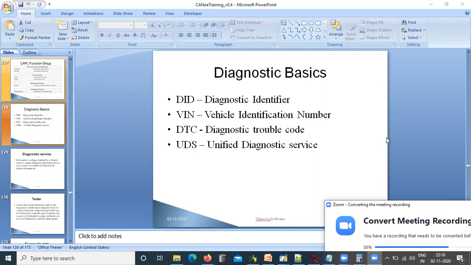UDS stands for Unified Diagnostic Services protocol. It is an International Standards Organization standard, ISO 14229, and this is an example of an outboard diagnostic system. UDS is based on the keyword protocol and ISO 15765, which is diagnostic communication over Controller Area Network, like DoCAN standards.